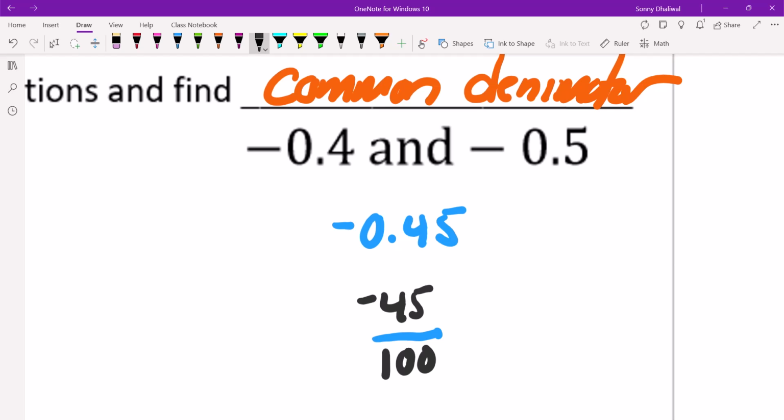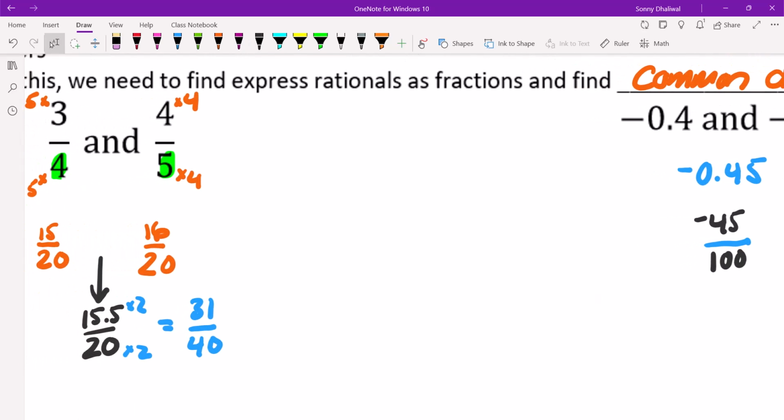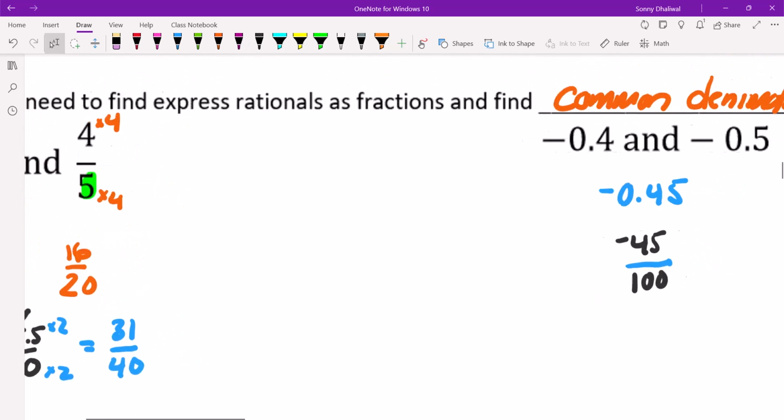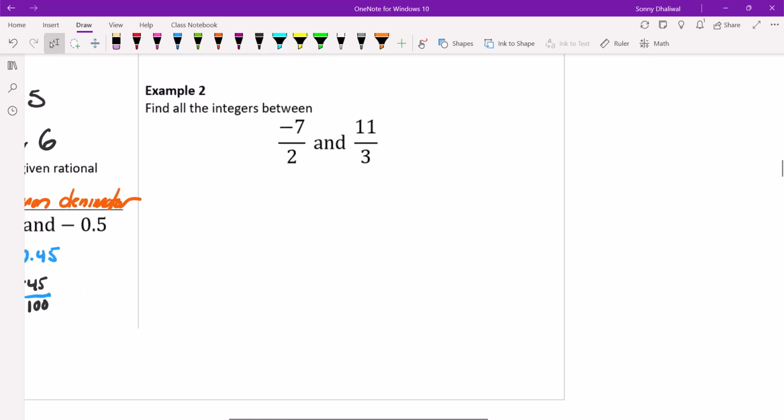But you've done the hard part. You found the fraction in between. The rest of it is just simplifying. Right? So not hard questions. The hardest part is just understanding what the question is asking and figuring out the process. Once you know what the process is, it's just straightforward calculations.